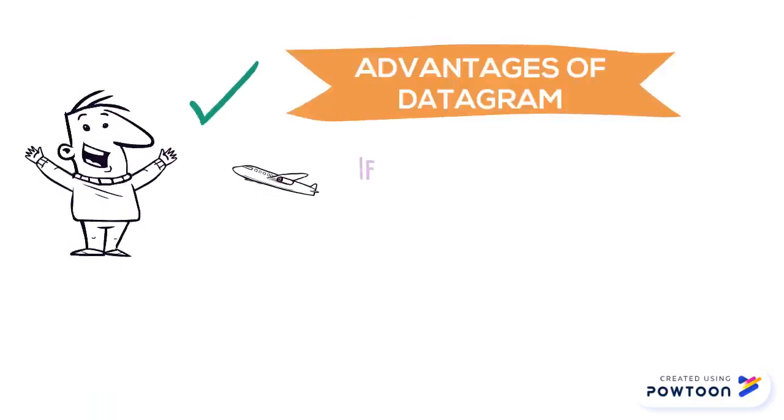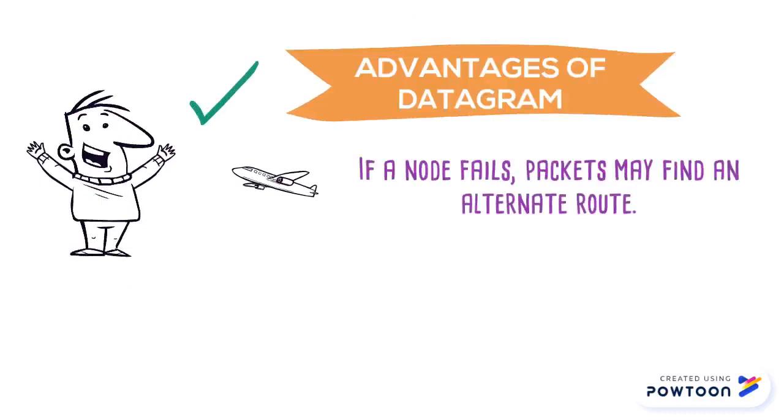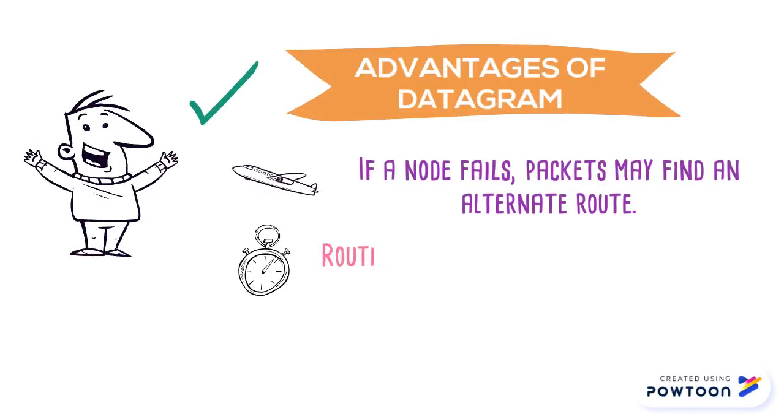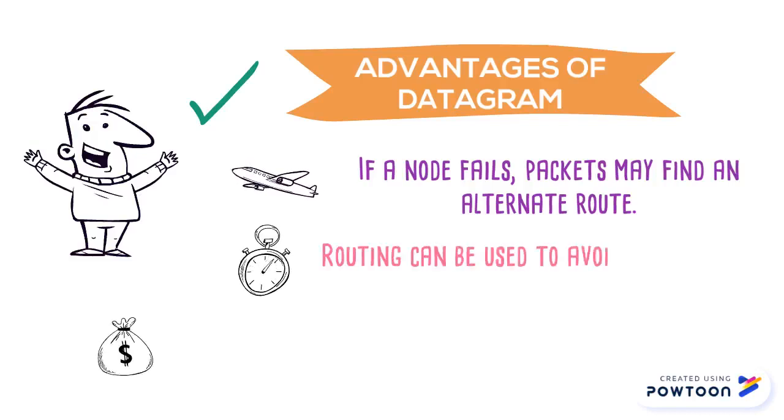Advantages of datagram. If a node fails, packets may find an alternate route. Routing can be used to avoid congested parts of the network. It is good for bulky data, such as web applications.